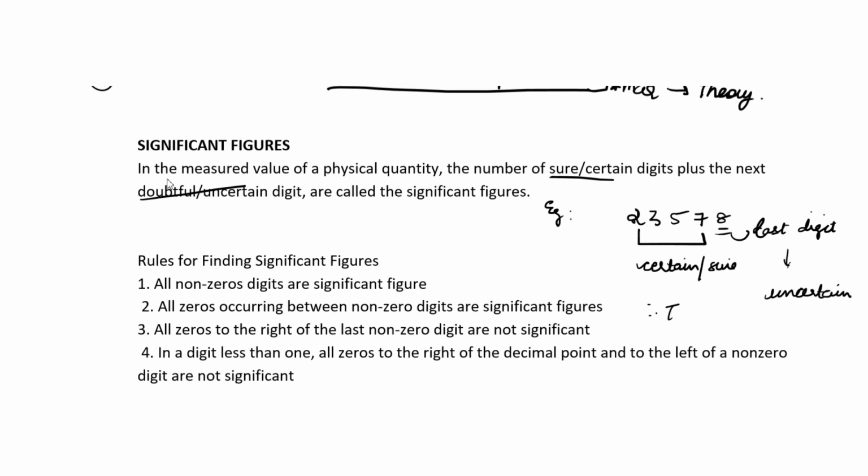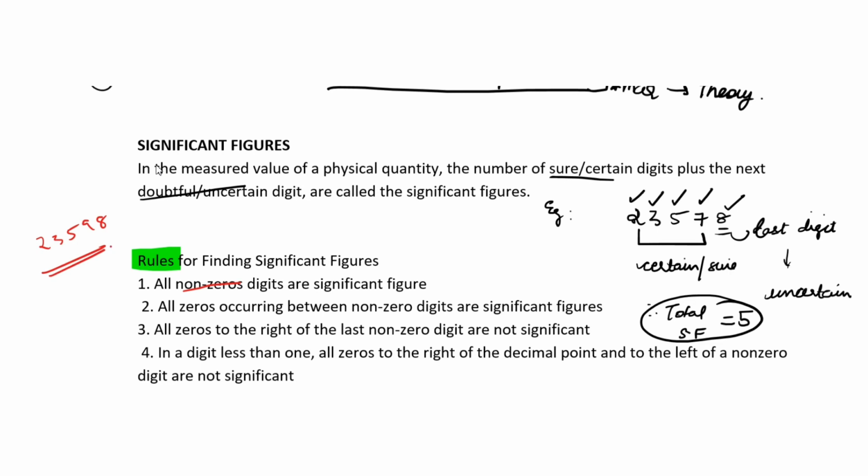Now let's look at the rules for finding significant figures. Firstly, all non-zero digits are significant. As I told you, in the example I gave, 2, 3, 5, 7, 9, 8, and any number, when the numbers are not zero, you can blindly say that all non-zero digits are significant. Second point, all zeros occurring between two non-zero digits are significant. So when you find a zero between consecutive non-zero numbers, then definitely they are significant zeros.